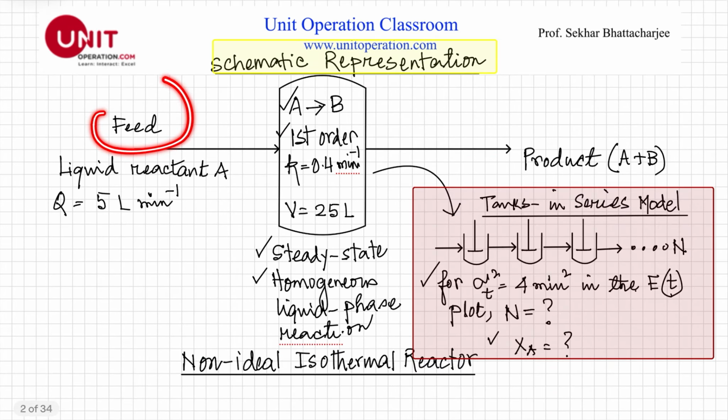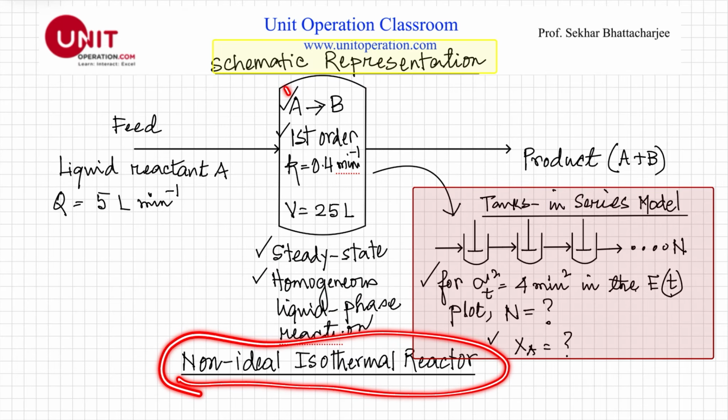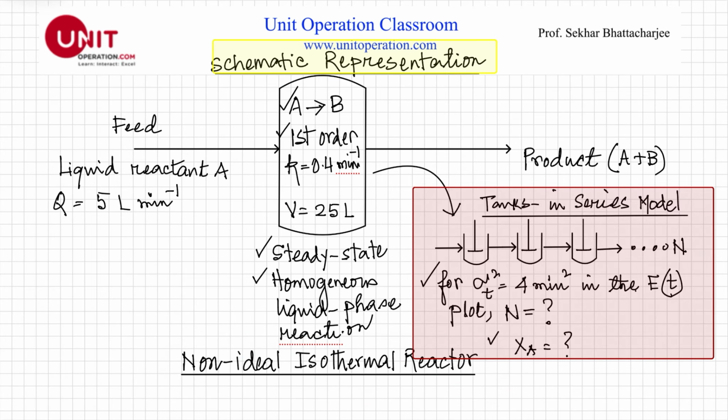So basically here the feed, which is a liquid reactant A, is coming in. The flow rate is given, 5 liters per minute, and there is a first order reaction taking place inside the reactor. The first order rate constant is given. The volume of the reactor is 25 liters, and of course the product, that means unreacted reactant and the product B, comes out from here. This is a steady state homogeneous liquid phase reaction. So this is non-ideal. So this is an actual reactor. And the value of variance is given here, and we'll see what it means.